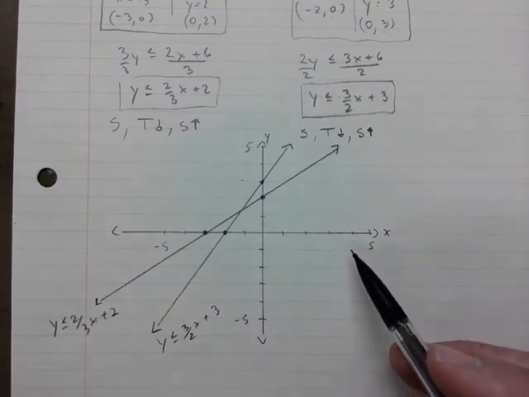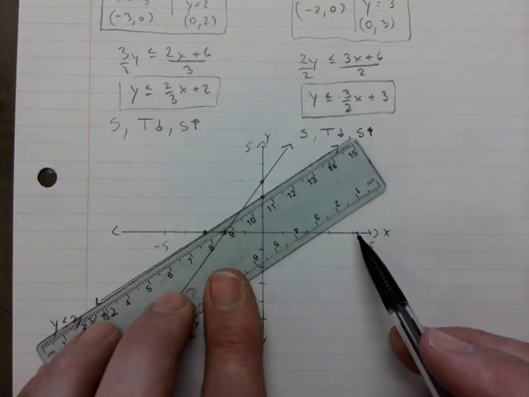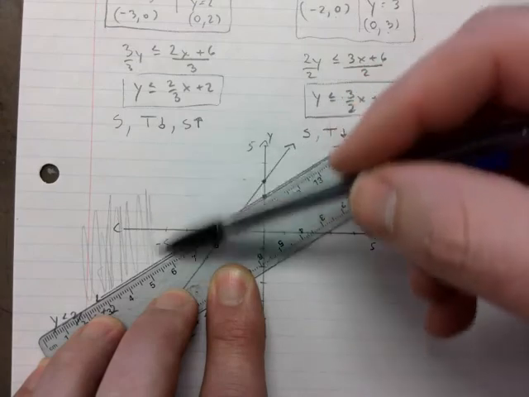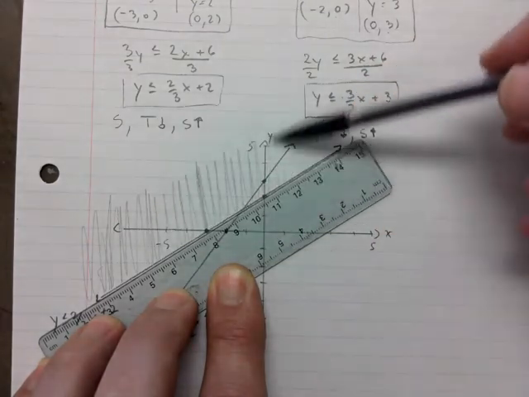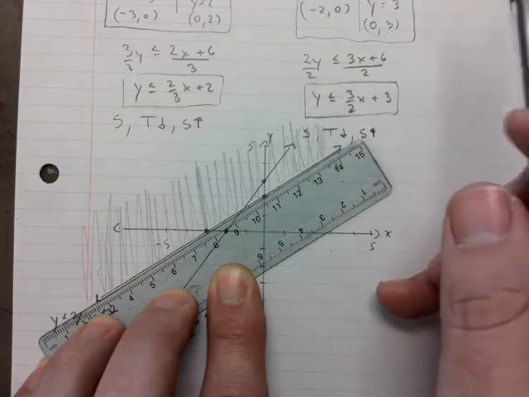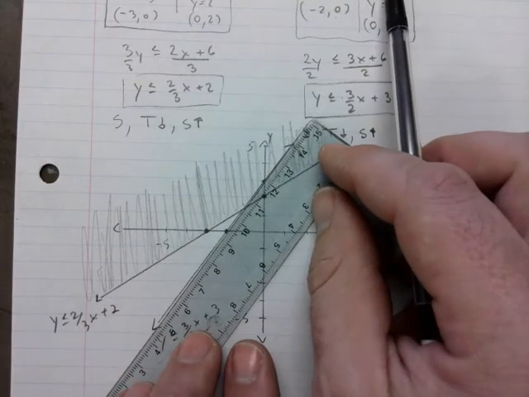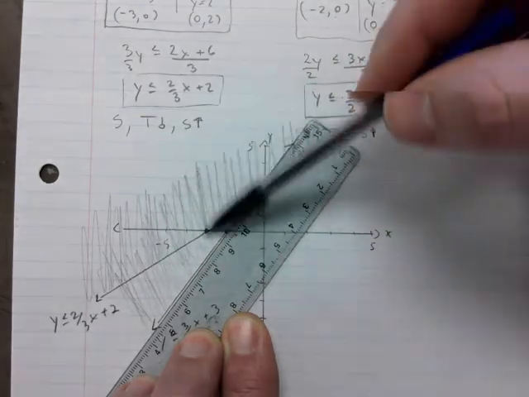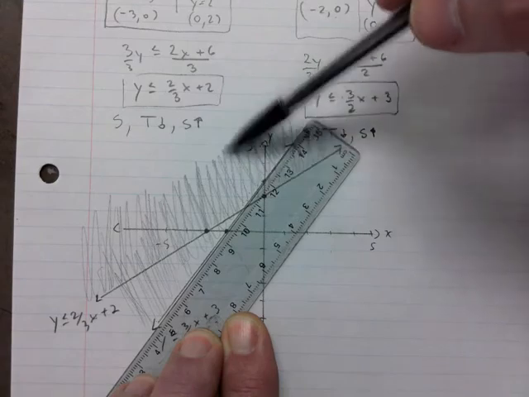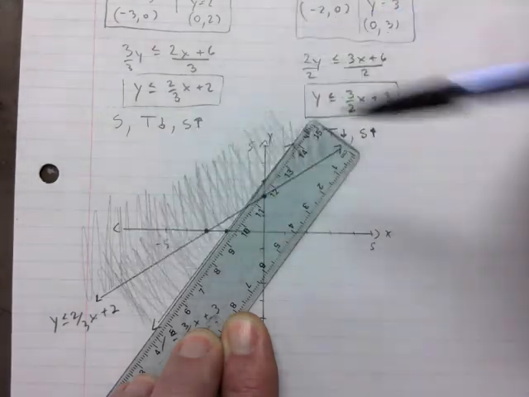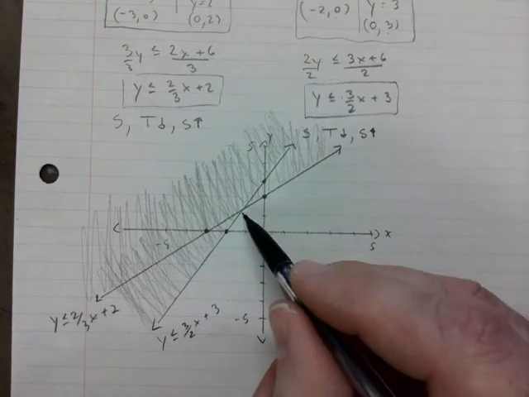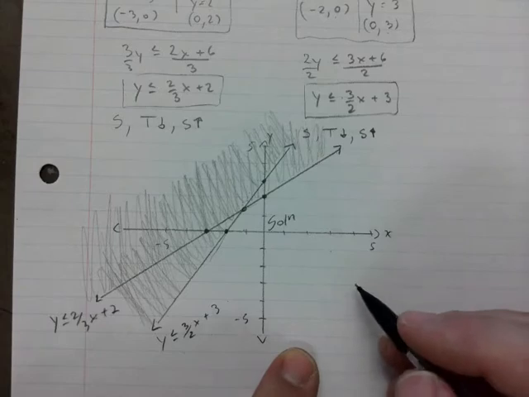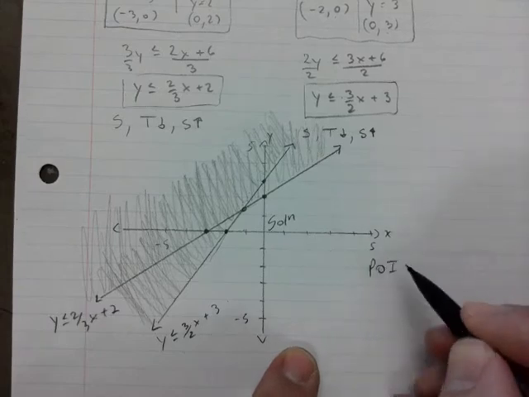And both of them I'm shading above, so you've got to be careful here. Use your ruler and shade this one above. And then use the other one and shade that one above also. It's a bit of an overlap, right? And so your solution region is this wedge here, right? This is your solution region. And point of intersection, which I want you to find.